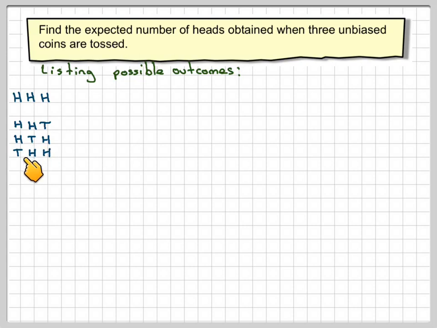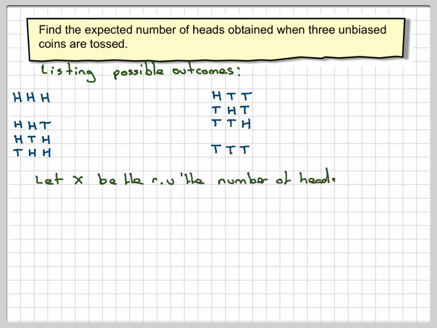Head, tail, head; tail, head, head. We could have one head only, so that's going to be head, tail, tail; tail, head, tail; tail, tail, head. And we could have tail, tail, tail. Now, let x be the random variable, the number of heads obtained when 3 unbiased coins are tossed.